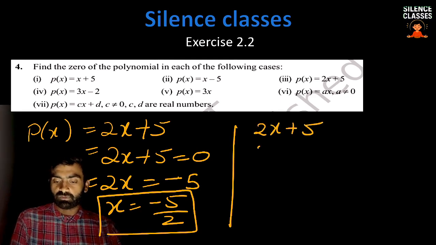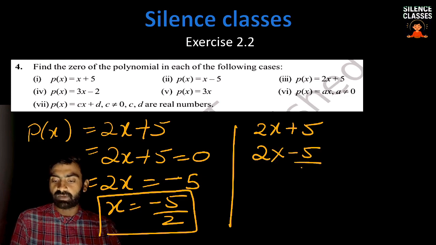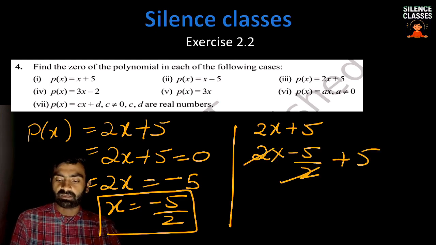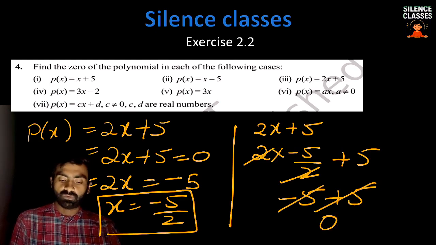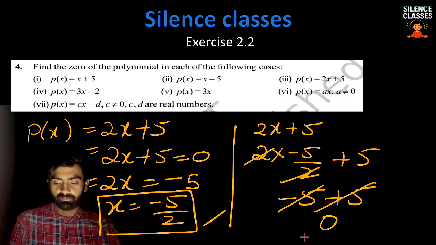So 2x plus 5. So 2 multiplied by minus 5 upon 2 plus 5. We can cut this out. Minus 5 plus 5 will become 0. So I am absolutely correct that in the place of x we have to put minus 5 upon 2.